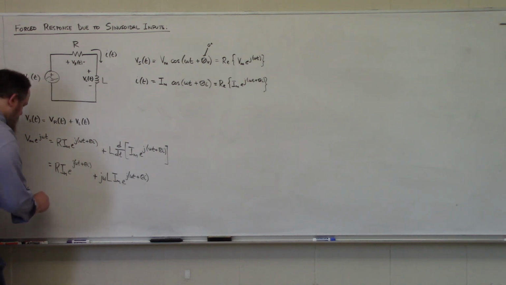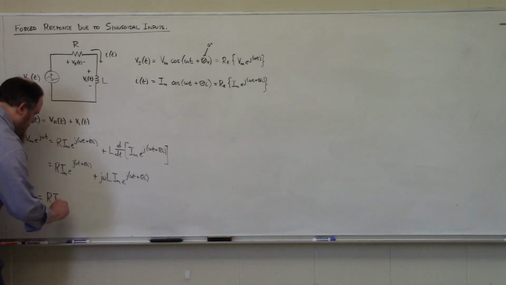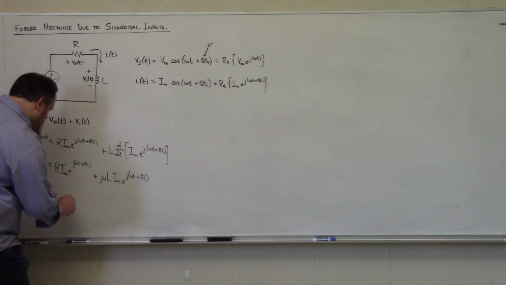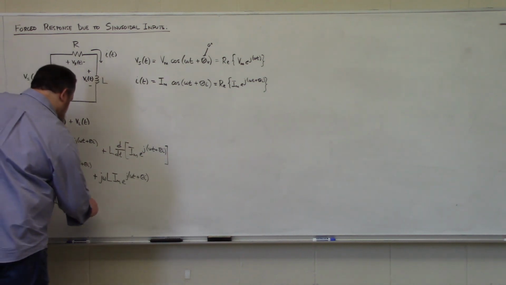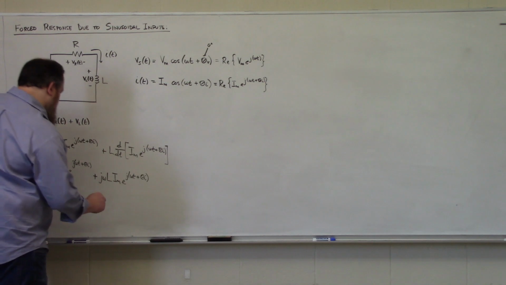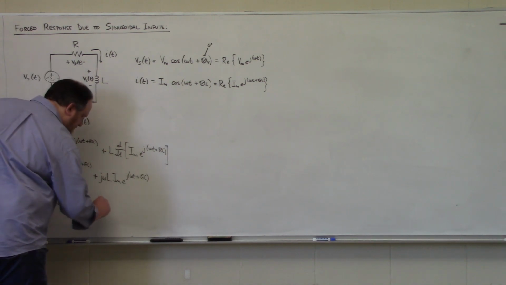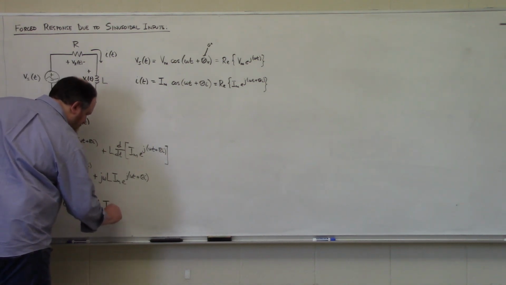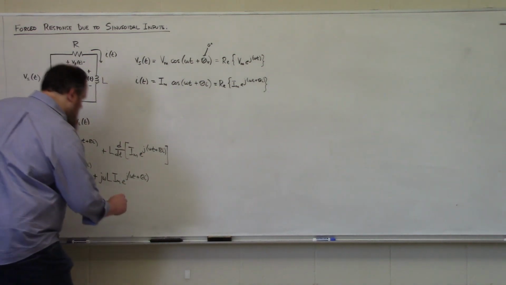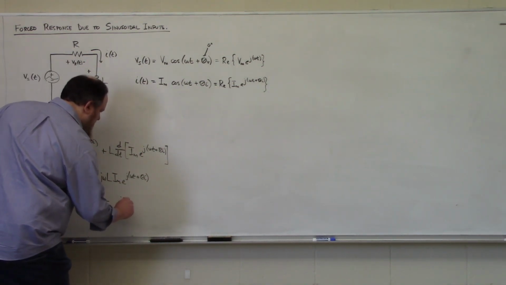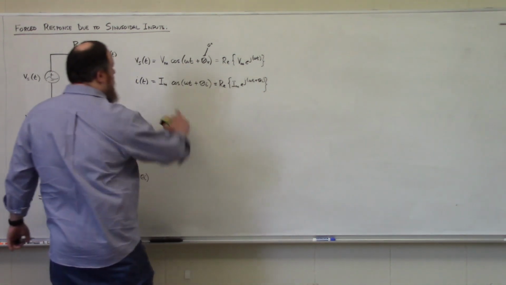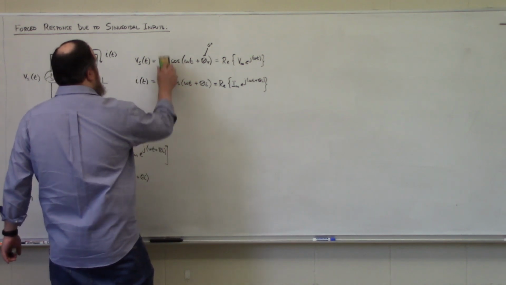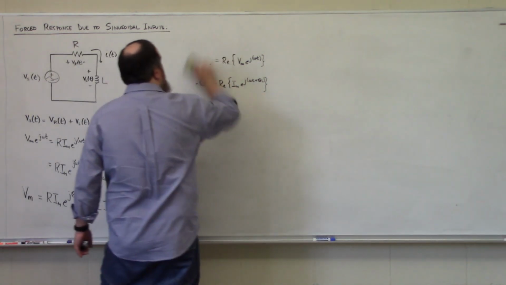Vm is equal to R times Im e to the j theta I plus j omega L times Im e to the j theta I. I'm going to give myself a little bit more room here, so please just try to remember what was going on.